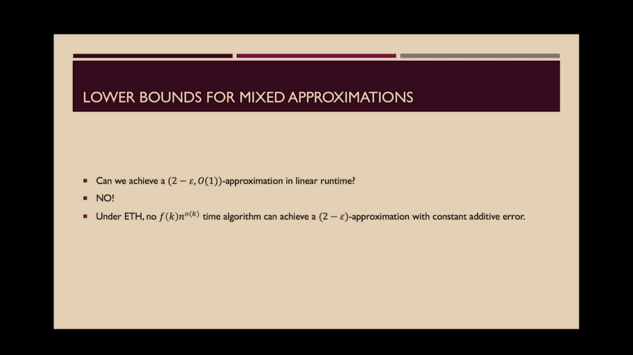And under ETH, we actually can't get any algorithm that runs in f of k n to the little o of k time that will achieve a 2 minus epsilon approximation, even when we allow this error.